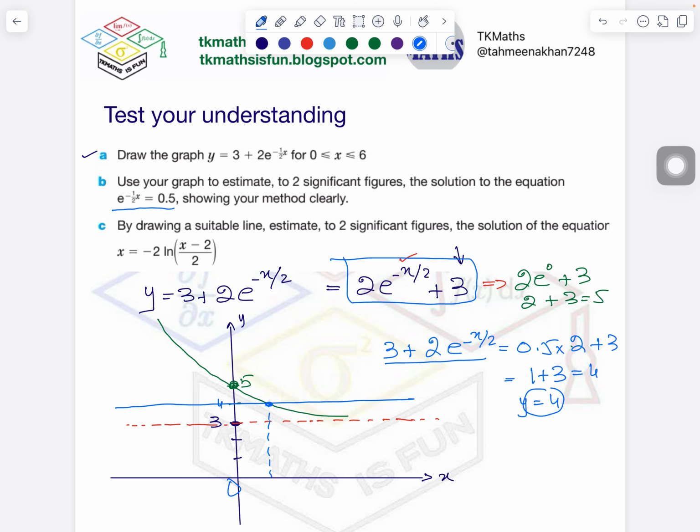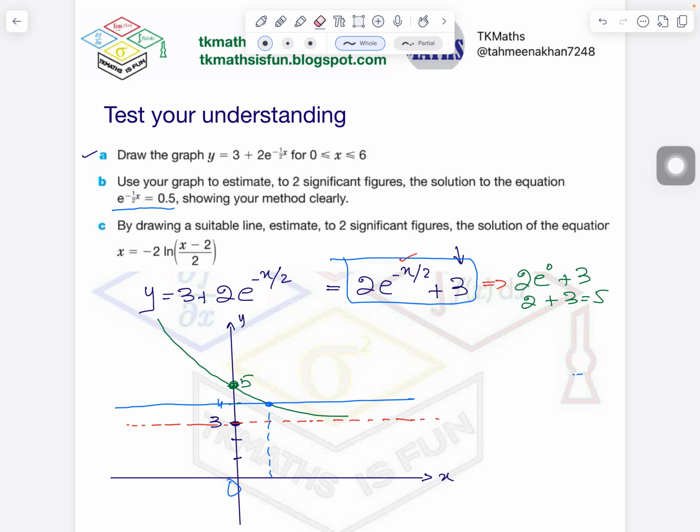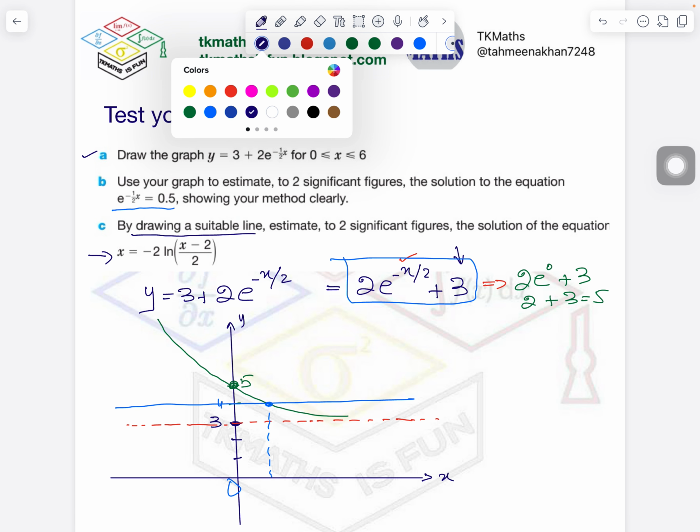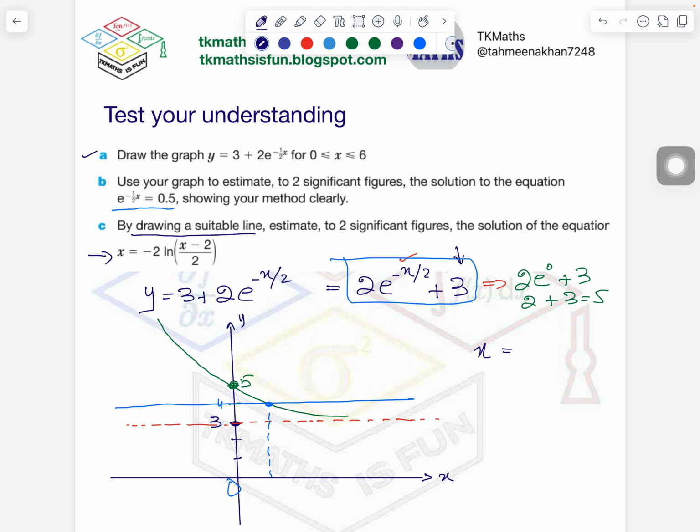So now let's do part C. I'm just erasing it because I want to keep the solution on this page so that I can use the same graph. Okay. Now what is given is this. The question says by drawing a suitable line. So again I need to change this into the given equation first. So first of all, I will divide by -2.